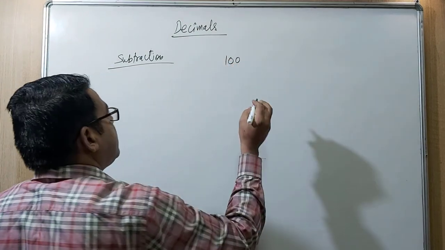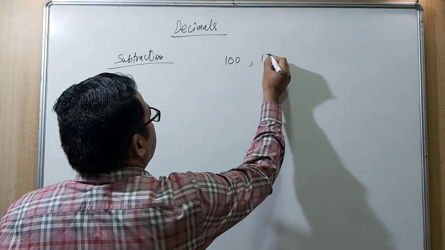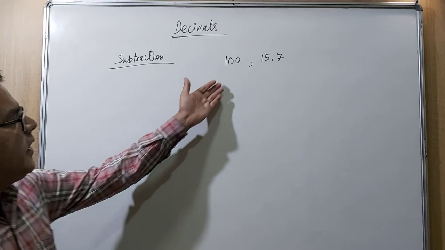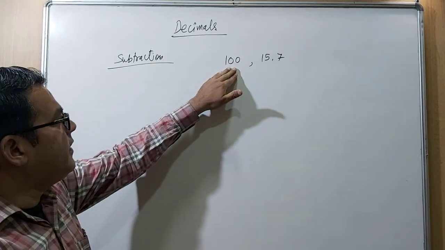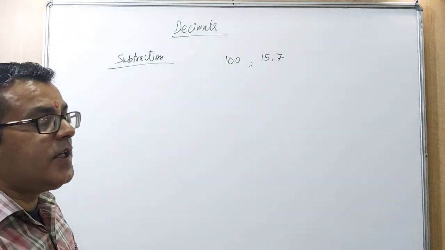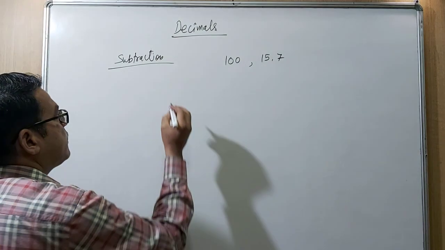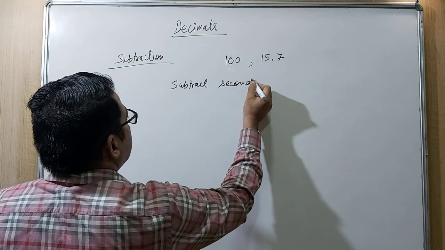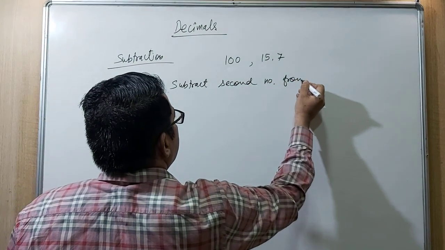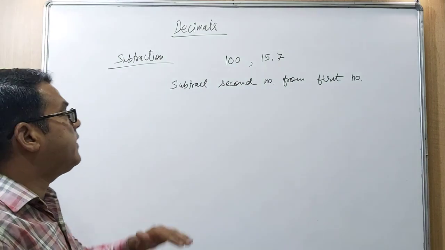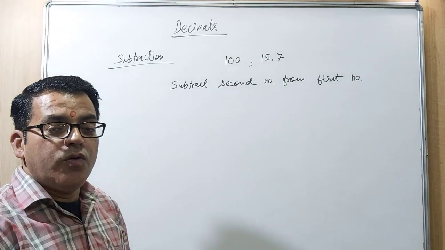100 and 15.7. You can see here two numbers are there. This is 100, an integer, and this is 15.7. And we need to subtract the second number from the first number. So what is the instruction? Subtract the second number from the first number. The same procedure will follow here that we followed in the addition of decimals.